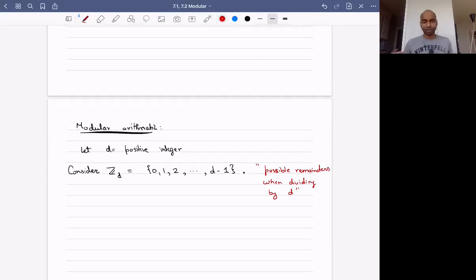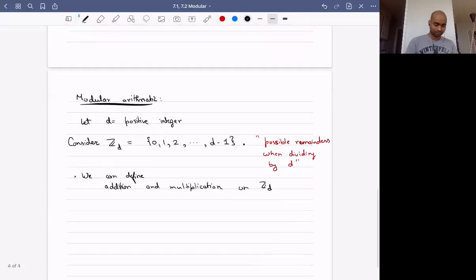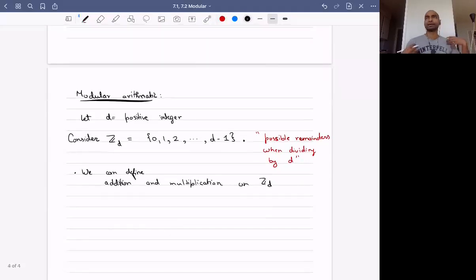Okay, then it turns out that we can define addition and multiplication on ZD. And the way we do that is by taking remainders. So for example, let me take D to be 3, in which case ZD is 0, 1, 2. And now I want to define addition.